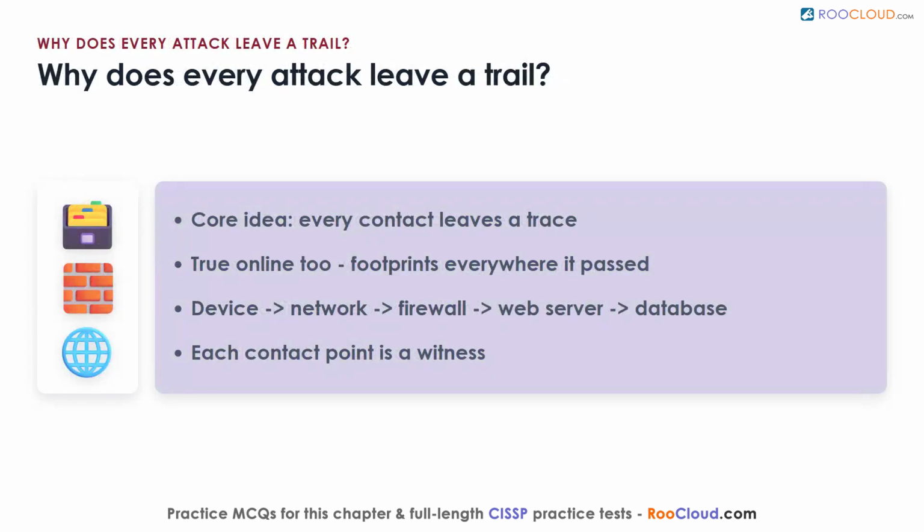Why does every attack leave a trail? Because of a foundational idea in forensics that every contact leaves a trace. When two objects meet, something is exchanged, whether a fingerprint, a fiber, or a log entry. Digital forensics experts believe this holds true online too. Trace an intrusion and you find footprints everywhere it passed.